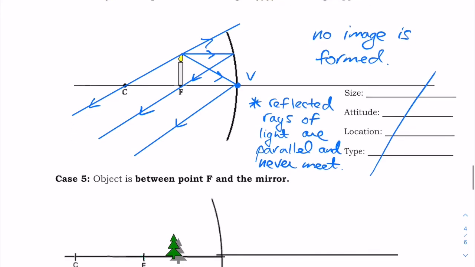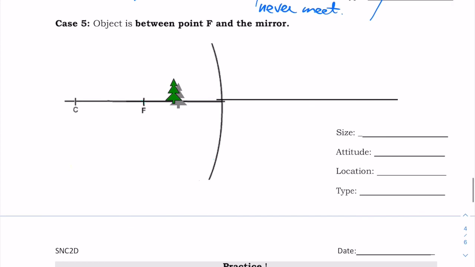Okay, and finally, everyone, we'll do case number 5. What happens when the object is between F and the mirror? The first ray of light that I'll draw is the one that is parallel to the principal axis. Recall, this one reflects and passes through the focal point. Okay, it's okay if it passes through the object, that's fine.